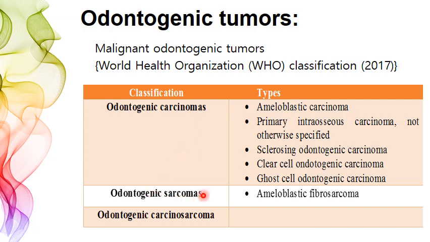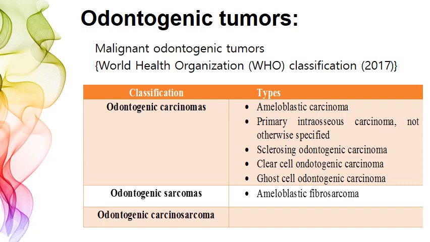Odontogenic sarcoma means these tumors are derived from connective tissue. So when we say odontogenic sarcoma, they are derived from the odontogenic connective tissue, like the bone, like the periodontal ligament. Odontogenic carcinosarcoma, they have both malignant epithelium and malignant connective tissue. They have both types of tissues, and they both have the malignant features.